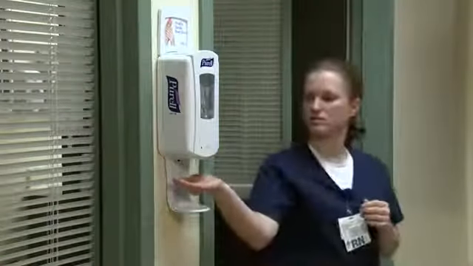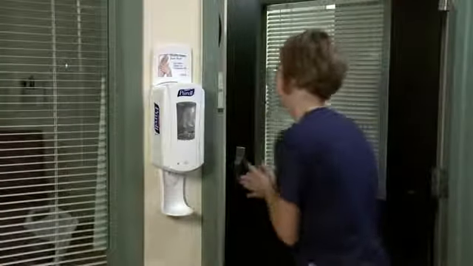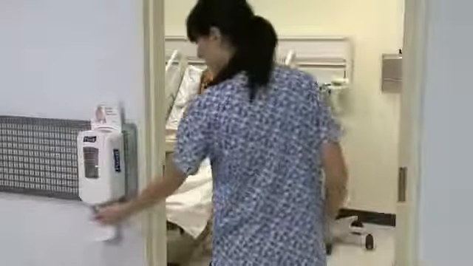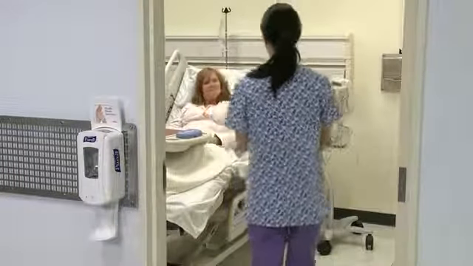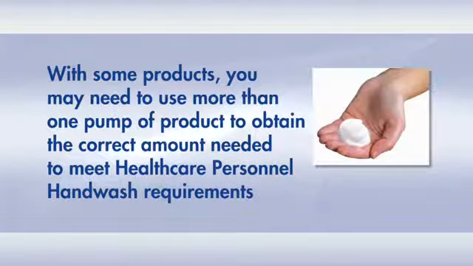The GOJO dispensers on your wall release 1.1 ml of product, the exact amount of Purell Advanced Instant Hand Sanitizer needed to meet FDA efficacy requirements, so there's no guesswork in determining how much you need. With some products, you may need to use more than one pump of product to obtain the correct amount needed to meet healthcare personnel hand wash requirements. Some products require an amount the size of a golf ball to achieve efficacy.